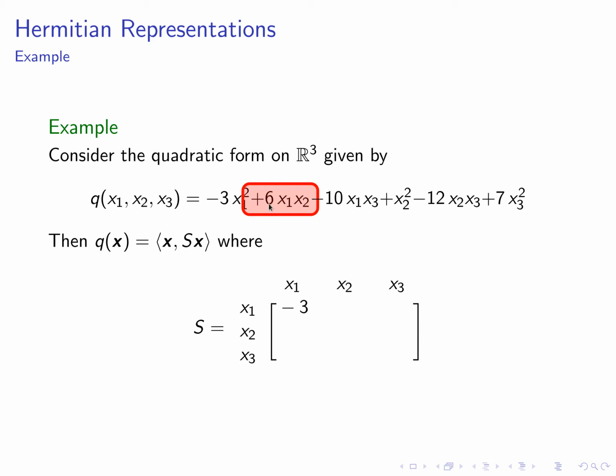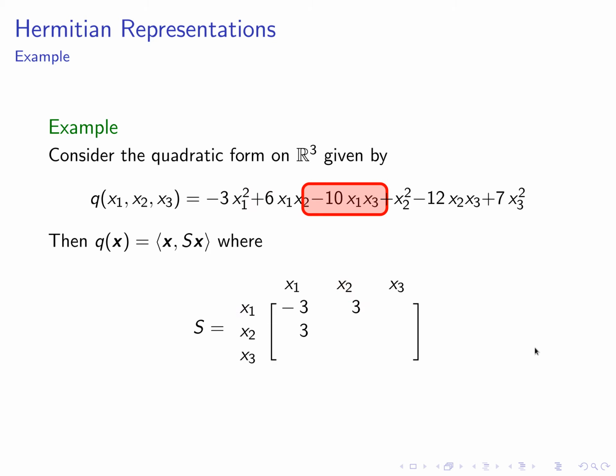Okay, let's move to the next term. The next term is 6 times x1 times x2. So now we're looking at the x2, x1 position in our matrix, which is the 2, 1 position. And the formula from the previous slide says we should take our coefficient 6 and divide it by 2. Well, 6 divided by 2 is 3, so we should put a 3 in the 2, 1 position. But the 2, 1 position is paired with the 1, 2 position, where we should put another copy of 3.